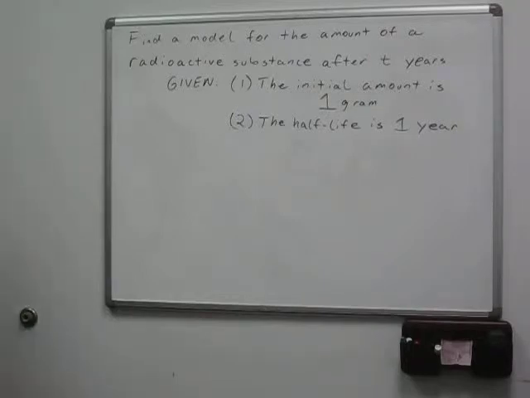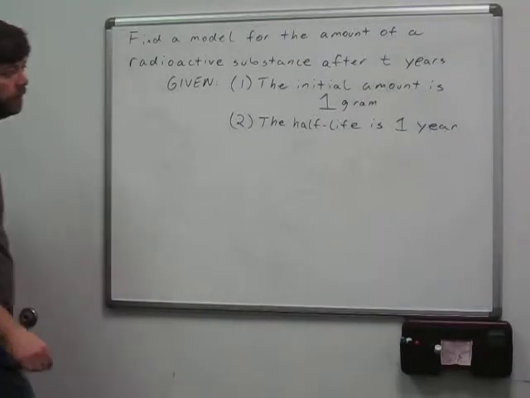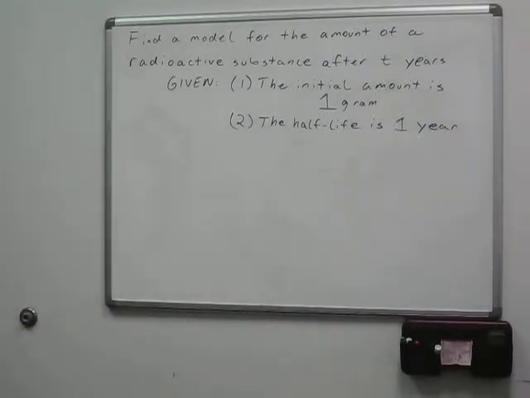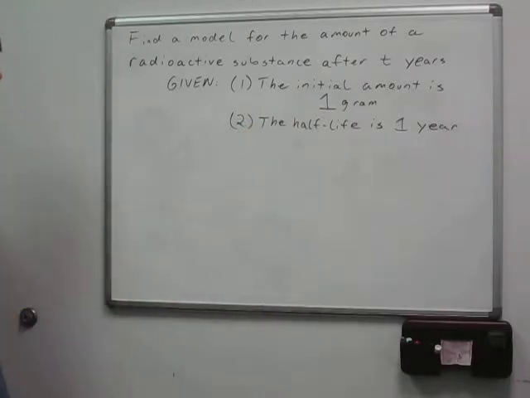So here we have a radioactive substance with a half-life of 1 year, meaning at the passing of each year, the current amount of that substance in grams is cut in half. And we're going to start with an initial amount of 1 gram just to keep the model as simple as we can.